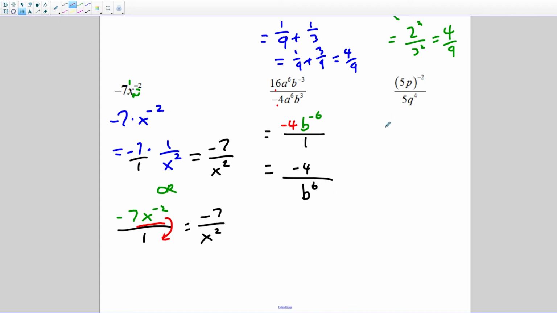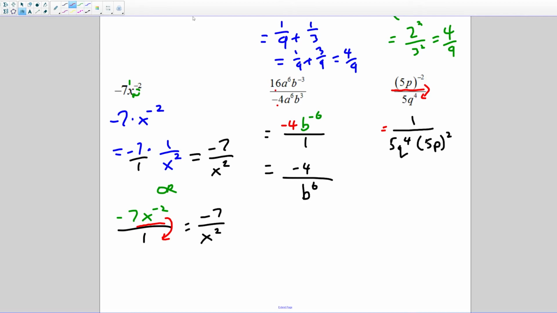The last question on this page is also a little bit tricky. Since this whole bracket is to the power of -2, I'm actually going to go ahead and move that entire thing down into the denominator. So what that's going to look like is I'll go ahead and draw my line for a fraction. I'll have 1 up top. I'll have that 5q4 on the bottom. But now that 5p is raised to the power of 2 on the bottom.